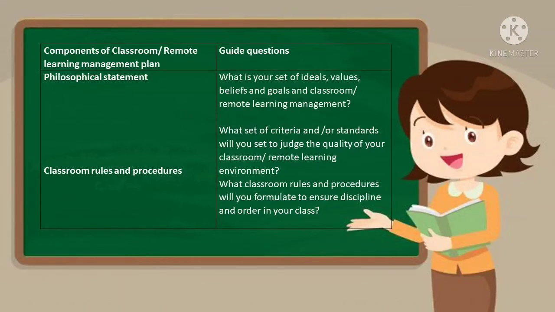The first one is the philosophical statement. What is your set of ideals, values, beliefs, and goals in classroom remote learning management? And the next is classroom rules and procedures and their guide questions. What set of criteria and or standards will you set to judge the quality of your classroom remote learning environment? And what classroom rules and procedures will you formulate to ensure discipline and order in your class?